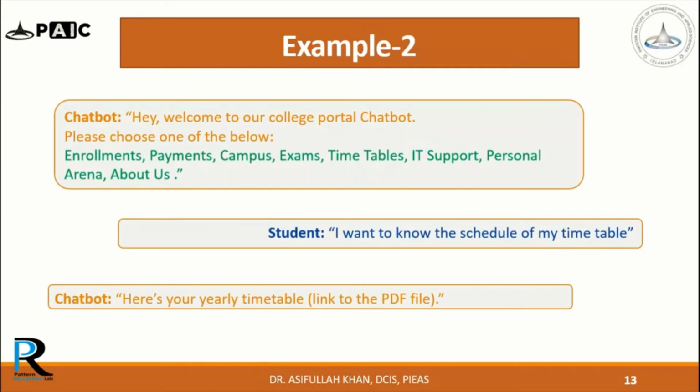Example 2. Chatbot: Hey, welcome to our college portal chatbot. Please choose one of the below: enrollments, payments, campus, exam, timetable, IT support, personal arena, about us. Student: I want to know the schedule of my timetable. Chatbot: Here is your yearly timetable, and the link is provided.